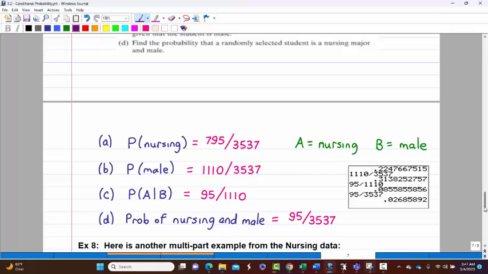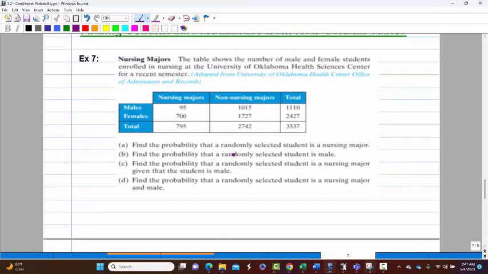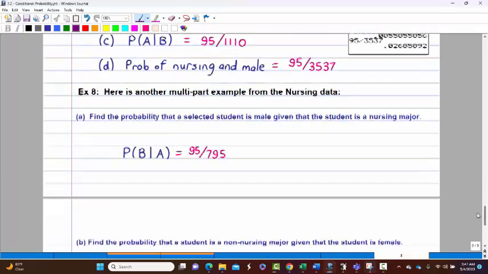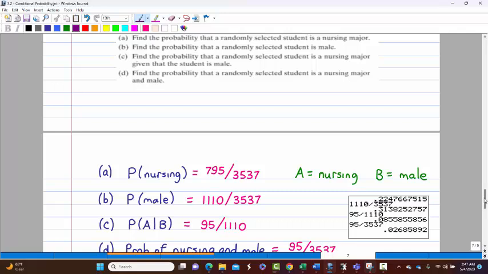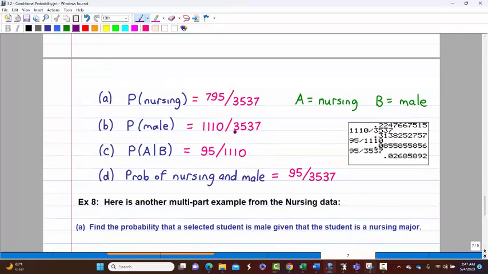Probability that the student you select is male. There are 1,110 males out of 3537. So there's your fraction. 1110 out of 3537.